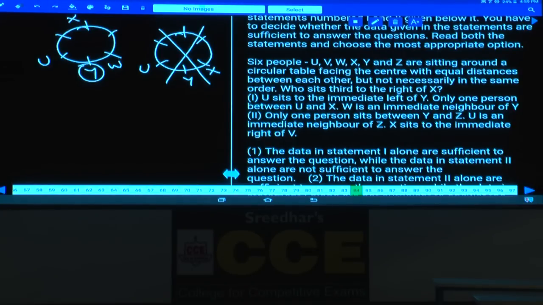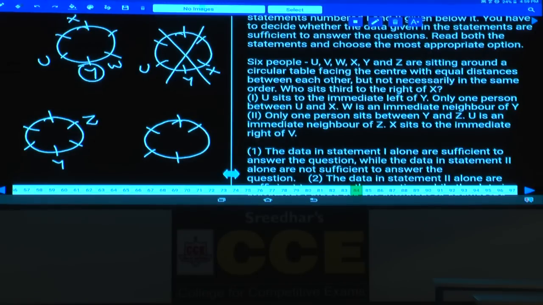Clear? Then what about 2 alone here? Only one person between Y and Z. As only one person is between Y and Z, with only 6 persons there, if Y is here, Z will be here, that is the first possibility. And the second possibility, only one person between Y and Z, if Y is here, Z will be here. Next one: U is an immediate neighbor of Z. As U is an immediate neighbor of Z, U can be either at this place or at this place.